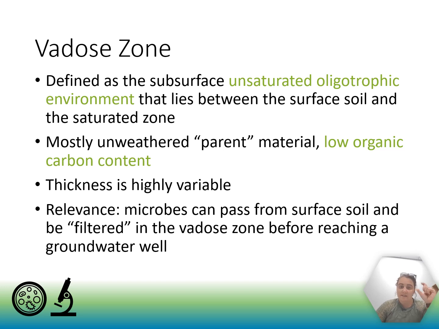The thickness of it is highly variable depending upon where you are in the world, but the huge relevance to us is that microbes can pass from the surface and be filtered into the vadose zone before reaching a groundwater well, because the groundwater well is going to be below the vadose zone. So the vadose zone itself is going to act like a massive filter as organisms move down and water moves down through soil. And so this zone in particular is actually how we've come up with drinking water filters. It's part of the reason that we think about using sand and gravel and things like that in our drinking water systems.